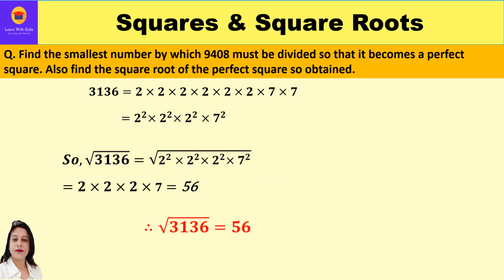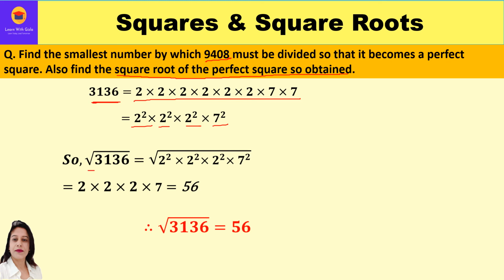Now, after getting the perfect square number 3136, the question also asks us to find the square root of the perfect square number so obtained. So the number we have got is 3136 after dividing by 3. So all the factors now are in pairs. So 2 into 2 we can write 2 square, 2 into 2 is 2 square, 2 into 2 is 2 square, 7 into 7 is 7 square. Now no more 3 is there because 3 is already cancelled by dividing 9408. So now 3136 is a perfect square number, and all the factors are in pairs.